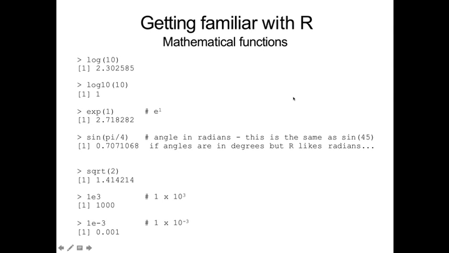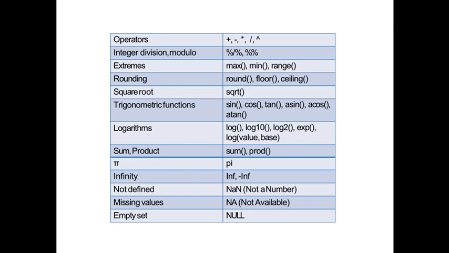So here are just a few of the other mathematical functions that we can use in R, such as exponents, sine, square root, assigning exponential notation, which is at the bottom. Note that the angle is in radians, and that's how R typically does it, but you can, of course, assign it degrees if you wish.